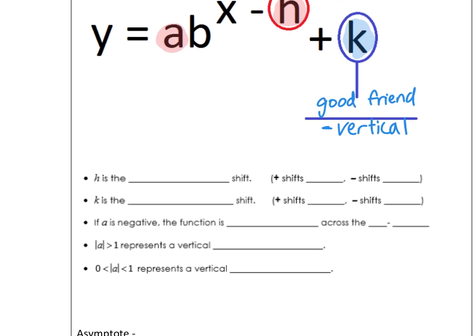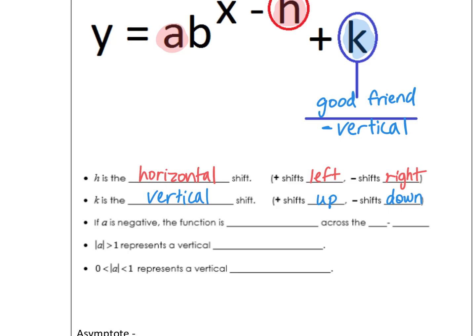This is literally the same as what was on almost all the note sheets, okay? So we'll start filling it out. We just said H is horizontal. That means if I see a plus H, we're going left, and if I see a minus H, we're going right. Opposite of what I would think, right? That's why we call him our bad friend. And then K is vertical. So a plus K is going to mean go up, and a minus K is going to mean down. Beautiful.